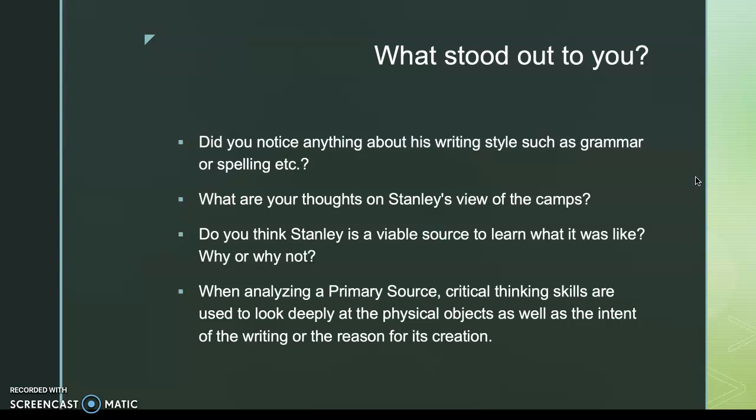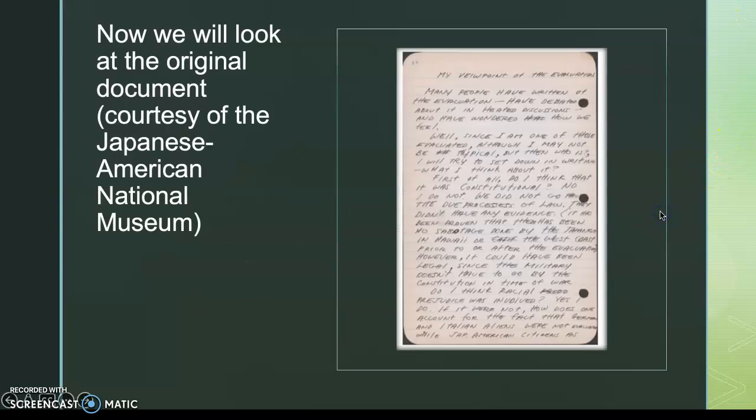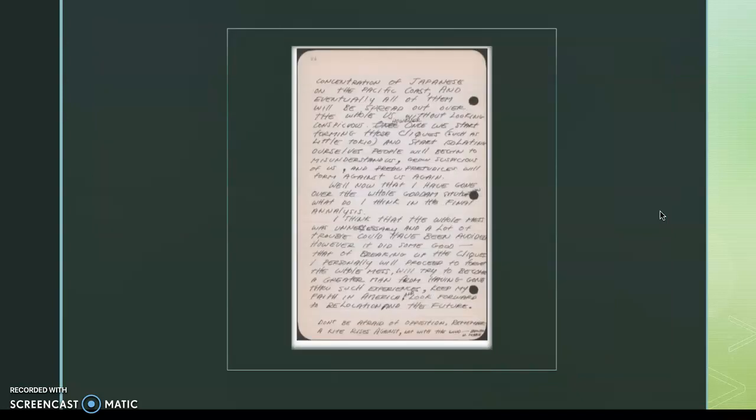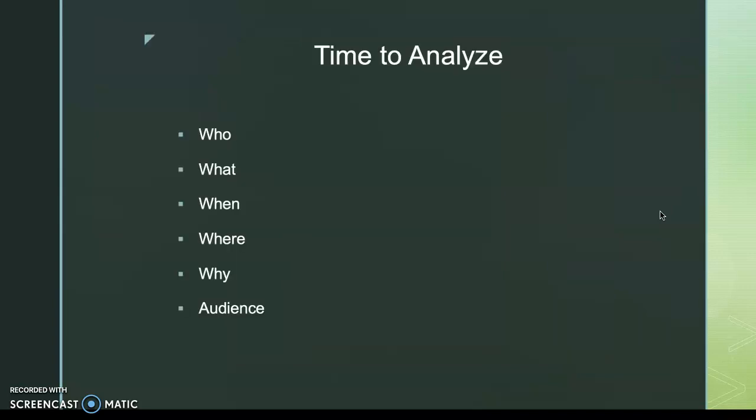So you can look deeply at the physical object as well as the intent of the writing or the reason for its creation. So it's really important to ask yourself these questions when you are analyzing a primary source. So now we're going to take a look. This is the actual photocopy of this excerpt that you had just read in the previous slides. So if you can scroll through. So now let's analyze this.